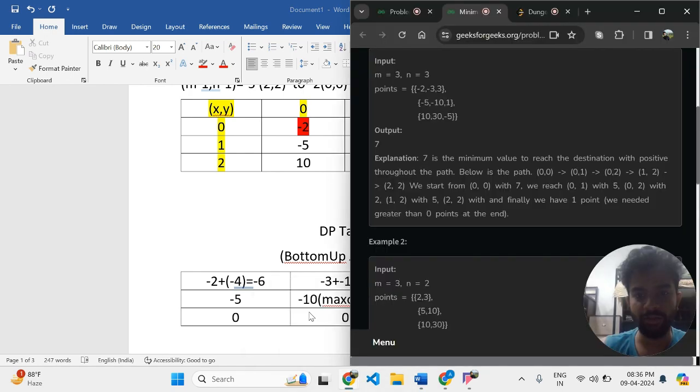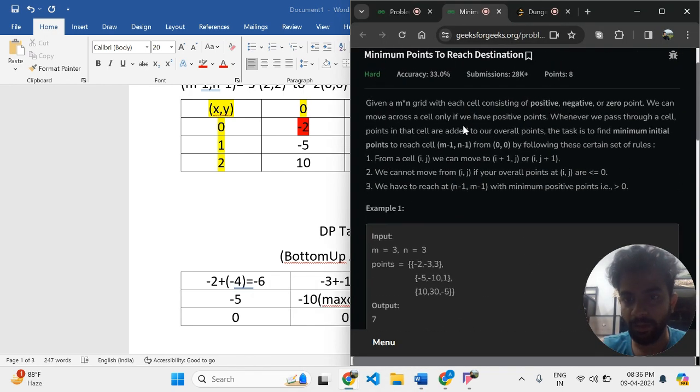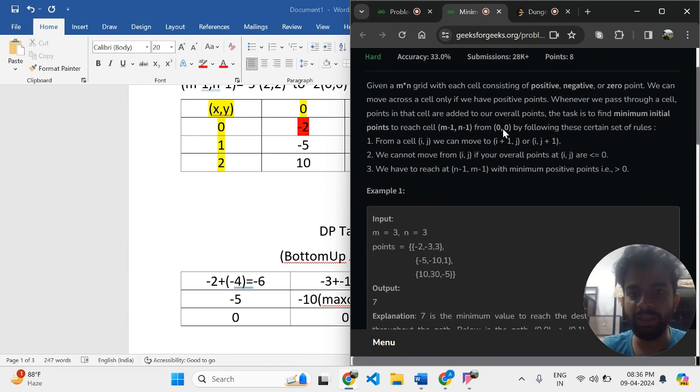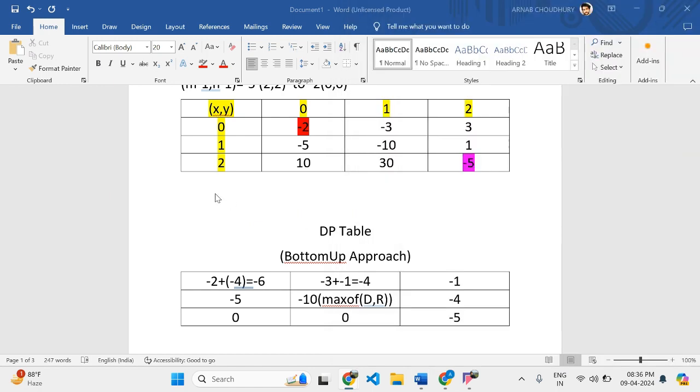So let's come to the question. Our task is to find the minimum initial points to reach the end. So minimum initial points equals this particular value, which is the last value.